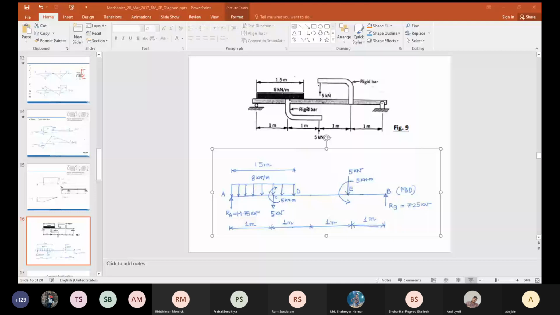Now that the equivalent figure is given, can you draw the bending moment and shear force diagrams? The resultant is also given. Now, can you do it?